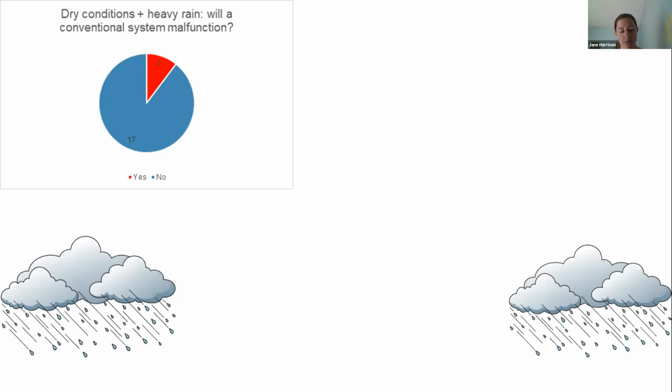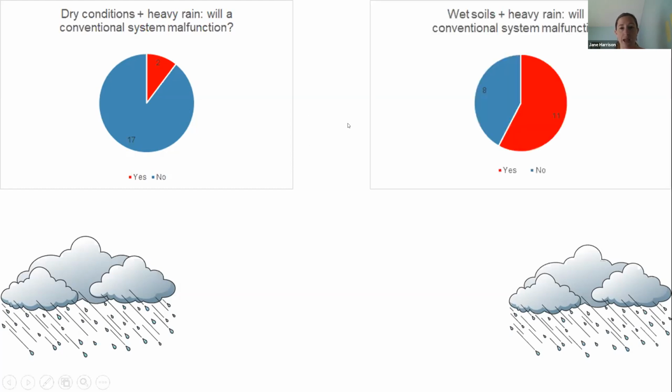So we asked them to consider dry conditions that are going on long enough to create very dry soils, and then after which there's an intense rainfall event, so let's say 2 inches of rain in one day, and with that kind of an event, only 2 of those interviewed said this would cause malfunction. So that was not so much of a concern if you have the dry conditions and then a heavy rain event. But let's look at another scenario where we actually have some wet soils and then a heavy rain event.